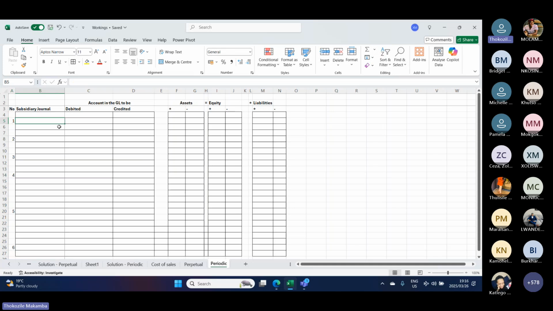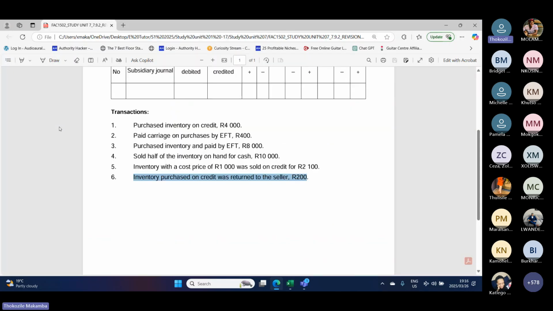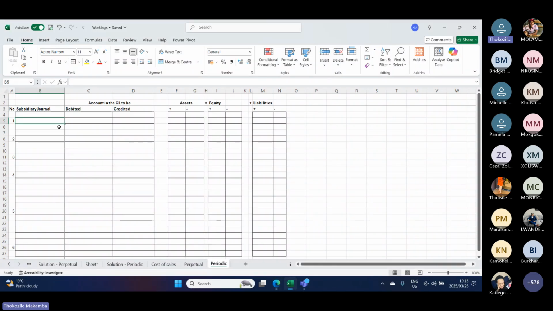Subsidiary journal for the first transaction, purchased inventory on credit, 4,000 Rand. What subsidiary journal are we using under the periodic inventory system? Are they getting it right? Yes, they're writing purchases journal, so they're getting it right. Okay. So we're going to record this into the purchases journal. Excuse my spelling, guys.